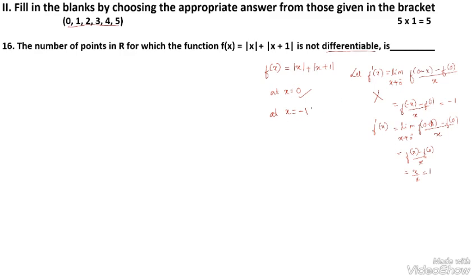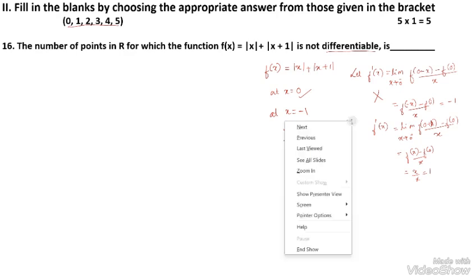Similarly, I can take the point x equal to minus 1. That is f dash of minus 1, that is limit x tends to minus 1. Here also I am taking f of 0, here minus of 1.